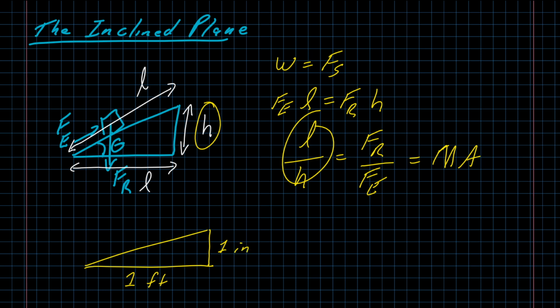If we have a ramp which goes 1 foot across the floor to go up 1 inch, as an aside, this is the ADA requirement for a wheelchair ramp. For every 1 inch the wheelchair ramp has to go upward, it should travel 1 foot across the floor. Well, 1 foot is the same thing as 12 inches. So the mechanical advantage of this ramp is 12 inches over 1 inch, which is just 12.